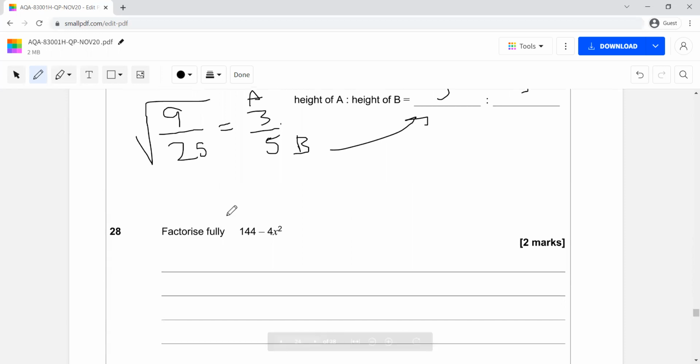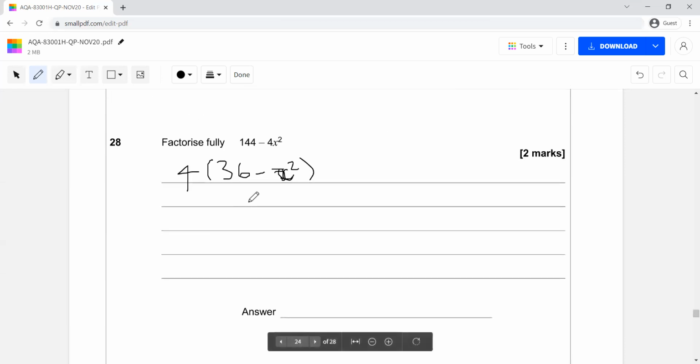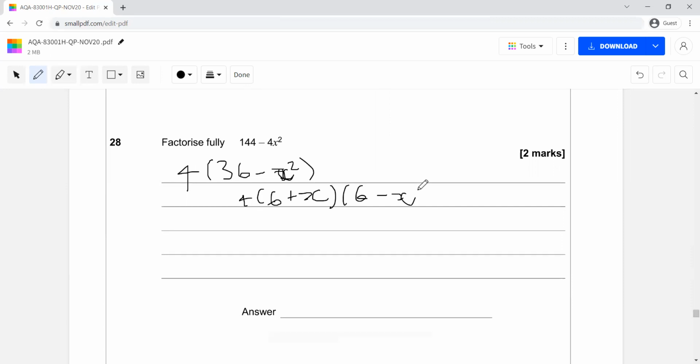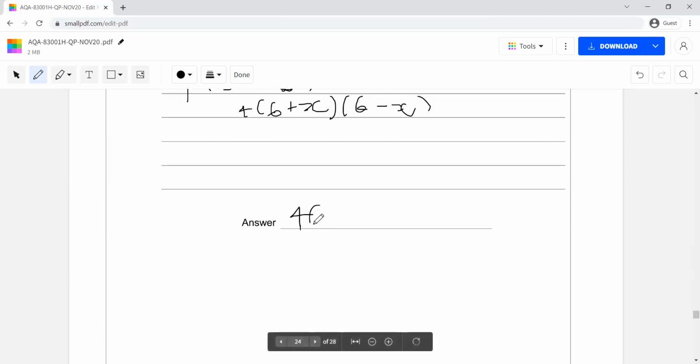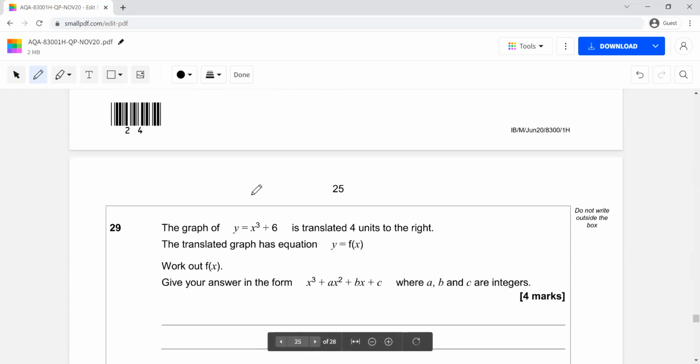Factorize fully. 144 minus 4x squared. First, you see the common factor is 4. So you have 4 times 36 minus x squared. Now, what's inside the brackets is the difference of two squares. So you have 6 plus x and 6 minus x. Okay, so I'm going to write again 6 plus x and 6 minus x. Okay, so that's done.